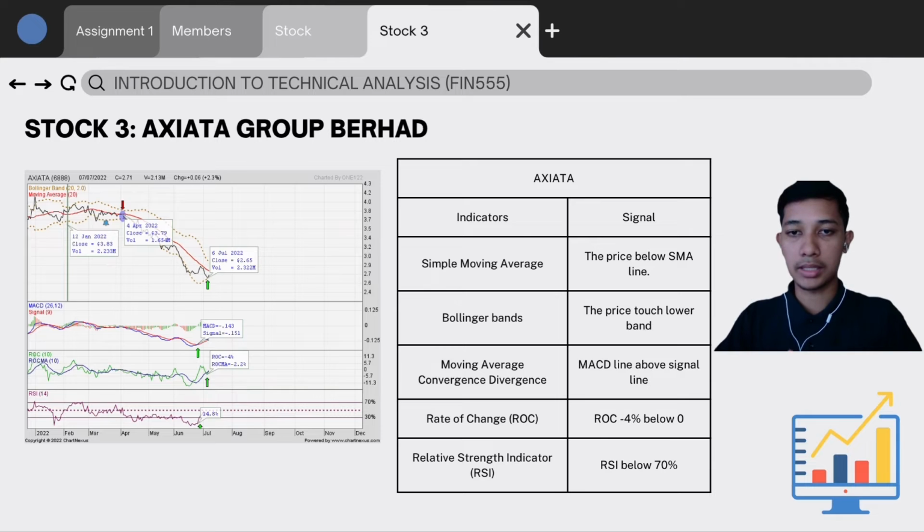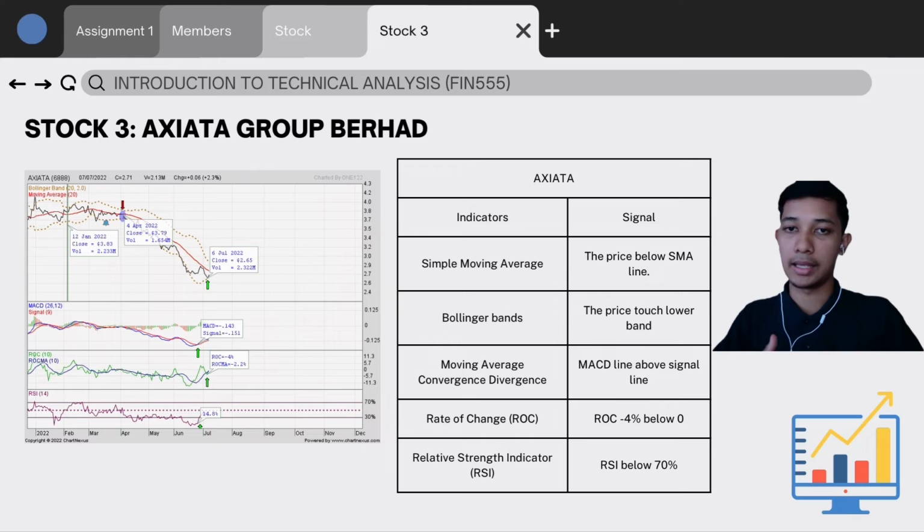Based on the ROC, the ROC line crossed down the ROC MA line and is at -4, which means below 0. When ROC is below 0, it indicates a buying signal. The investor is suggested to buy the stock at this point to gain profit.